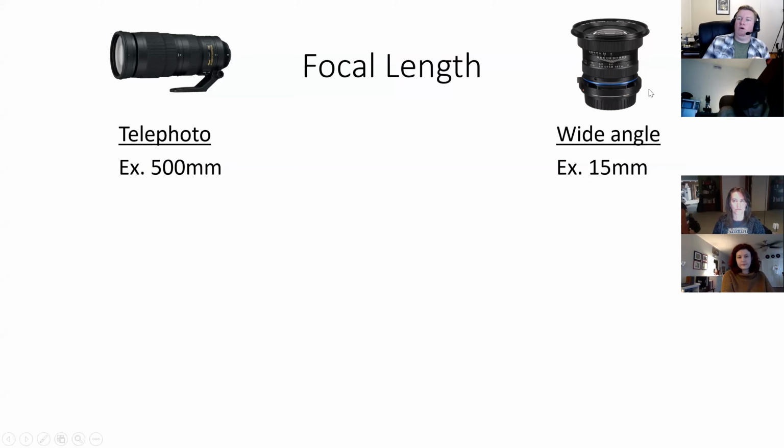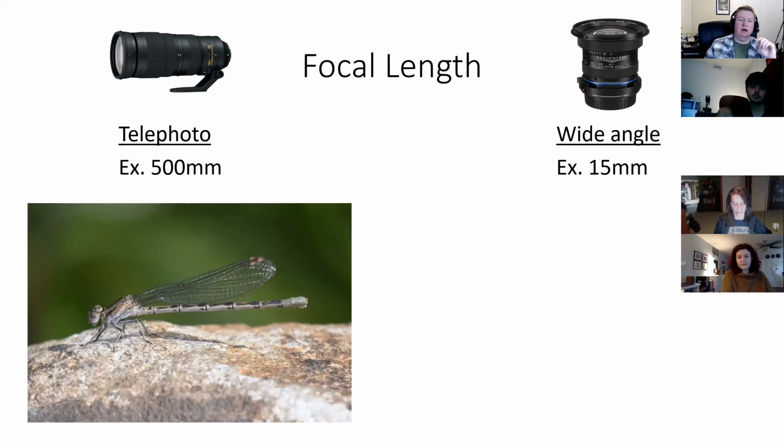For example, with this Laowa 15mm wide angle lens, you can focus on things right in front of the lens and actually produce a large enough image so that you can see detail in an insect while still getting a background, because the focal length is 15mm. Your field of view is very wide, versus a telephoto lens, which you can also use for macro, and that has the effect of zooming in and isolating your subject quite a bit.